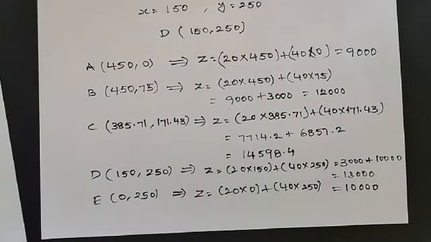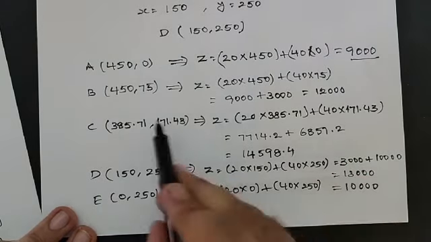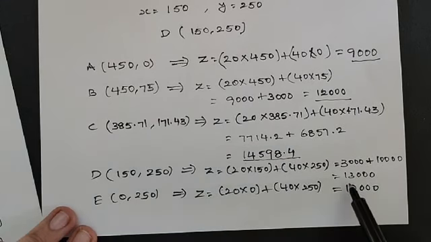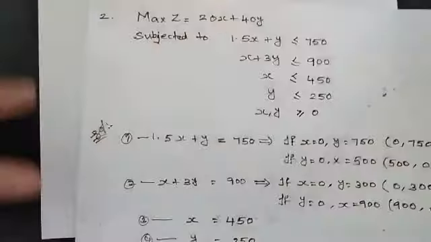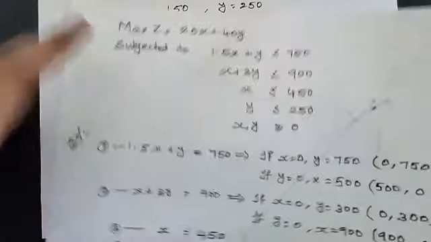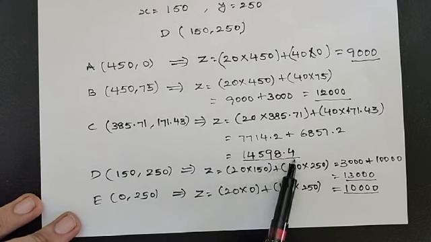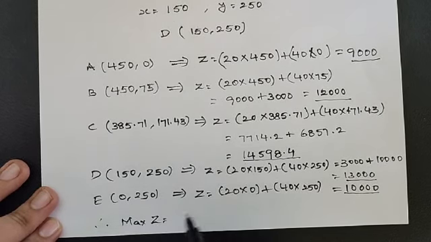So now we substituted all vertices. If we substitute A, you will get 9,000. If we substitute B, 12,000. Substitute C, 14,000. D, 13,000. E, 10,000. But here in the objective function we need to get the maximum value. So what is the maximum value of z? If we substitute all vertices, the maximum value is 14,598.4.